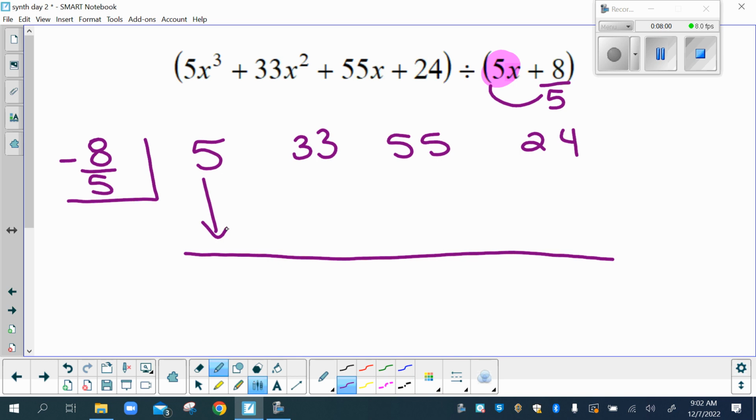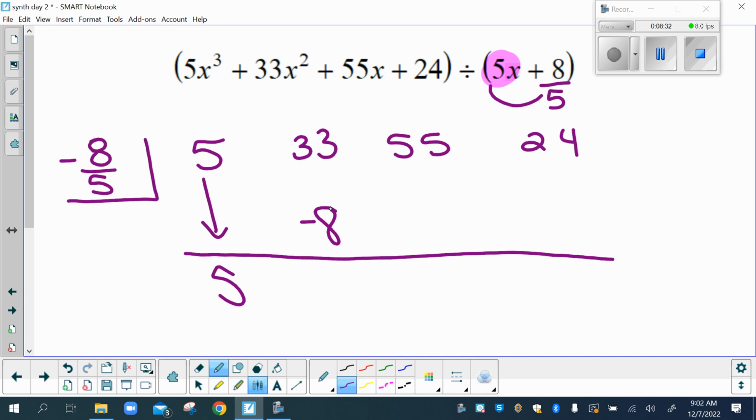I'm going to pull down that 5. Now I'm going to go 5 times this guy, and you're thinking, that's terrifying. But watch what I'm going to do. What is 5 divided by 5? 1. And what is 1 times negative 8? That's it. That's all you have to do when you multiply it by a fraction, is you divide by the number on the bottom first and times by the top number second. And these are all going to turn out really nicely.